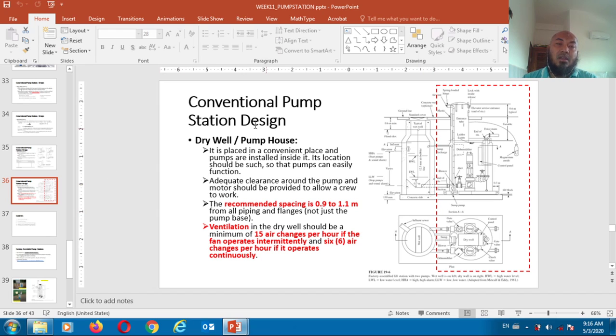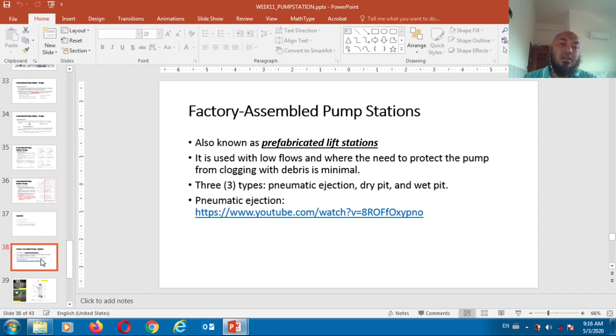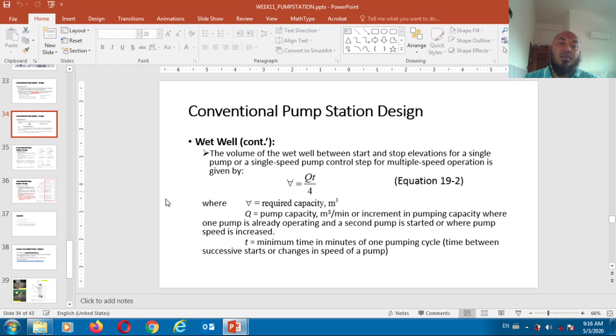The criteria is set for the volume. The volume inside the wet well should be sufficient for the pump to operate. The required capacity or required volume should be calculated using this equation.